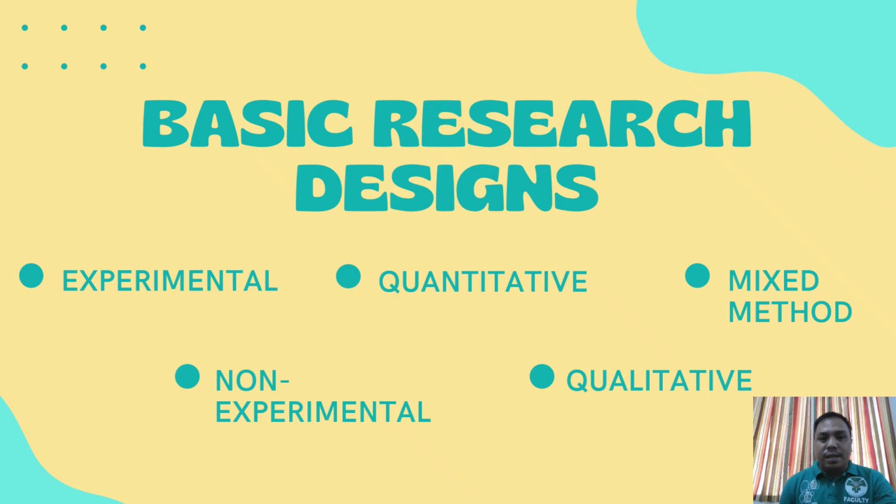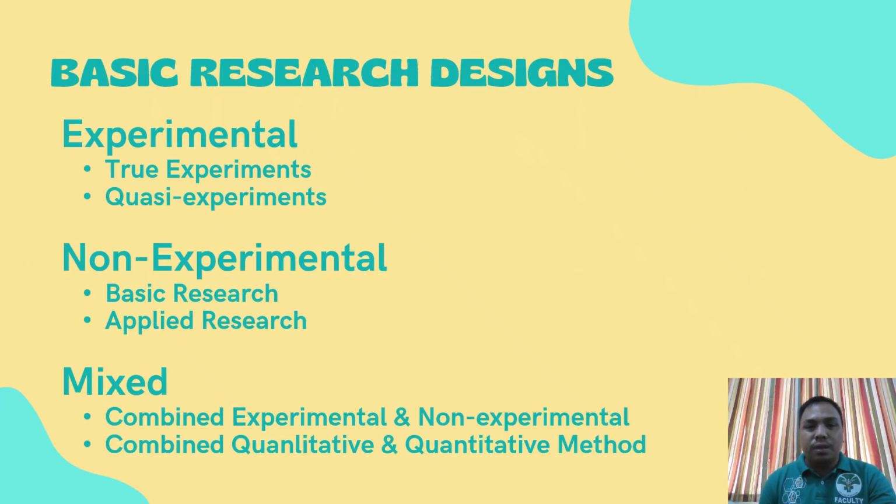For the basic research design, we have experimental, quantitative, mixed method, qualitative, and non-experimental. So let's try to dissect each research design so that you will understand what type of research design you will pursue when you're doing your research. We have your basic research design, we have experimental, here the true and quasi-experiments. In the non-experimental, we have basic and applied research, and then we have mixed, the combinations of experimental and non-experimental, or the combinations of qualitative and quantitative methods.